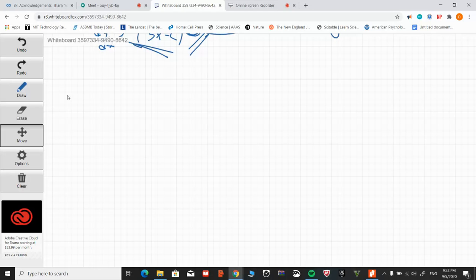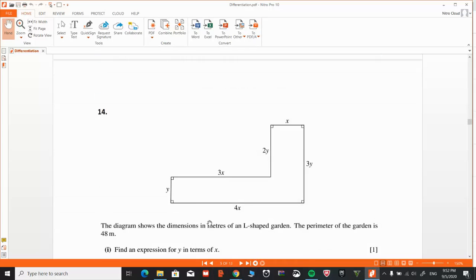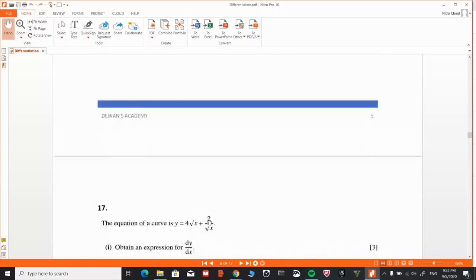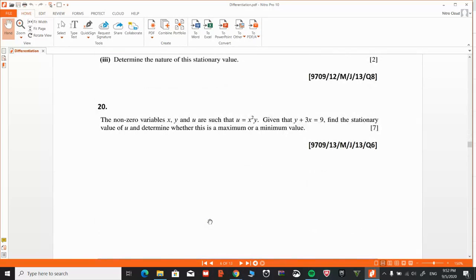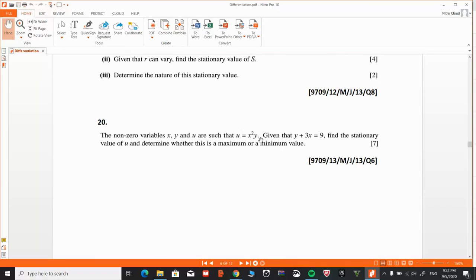ওকে বলো নেক্সট। 20. অলরাইট, সো এখানে কি চাইছে?